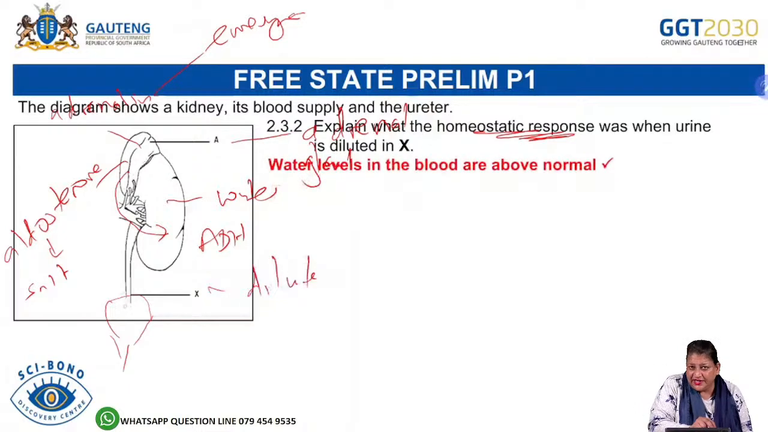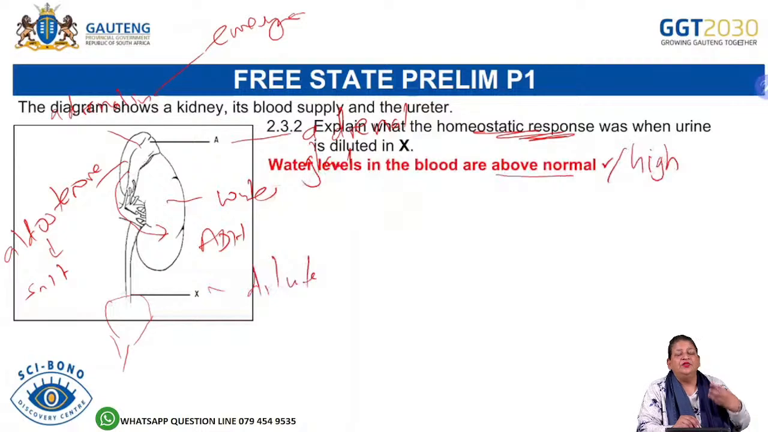If the urine is diluted, you must tell yourself, oh, this person is excreting more water in the urine, which means that his water level in the blood was high. So let's see. Water level in the blood is above normal. Or you could say it was high. Or you could say the water level in the person's blood was increased. High or above normal. That's the first thing.